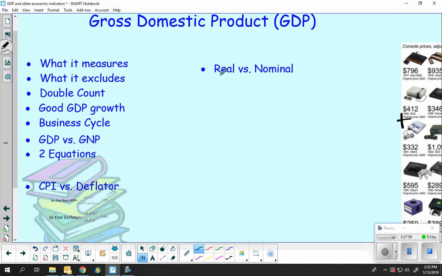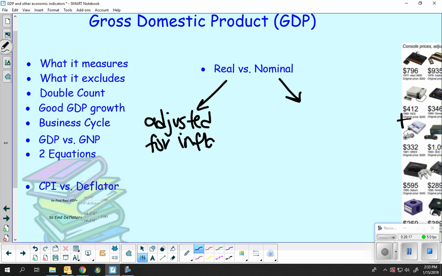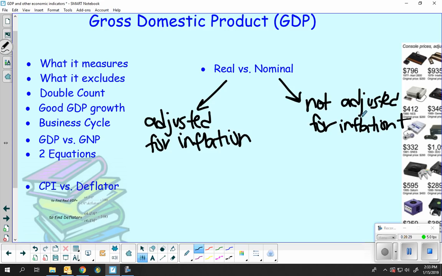Yes, there is a real GDP and a nominal GDP, but you'll see real and nominal not just in the context of GDP. So real means, the definition is that it is adjusted for inflation. While nominal is not adjusted for inflation. Adjusted for inflation is real, not adjusted for inflation is nominal.